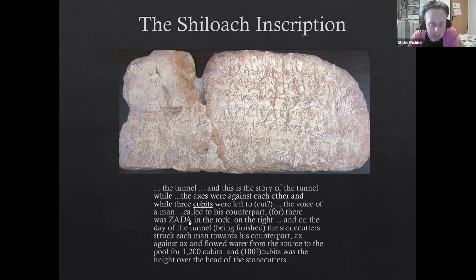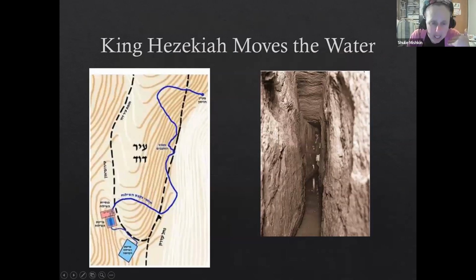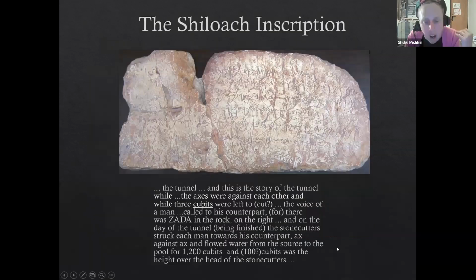That's the continuation. There was a tzedek, right? Probably a crack, a natural crack in the rock, and they were just following it, right? If you look back, you'll see it's not a straight line. It's a very curvy tunnel because they're following a crack in the rock. And on the day of the tunnel, the stonecutters struck each man towards his counterpart, axe against axe, and the water flowed from the source to the pool, right?